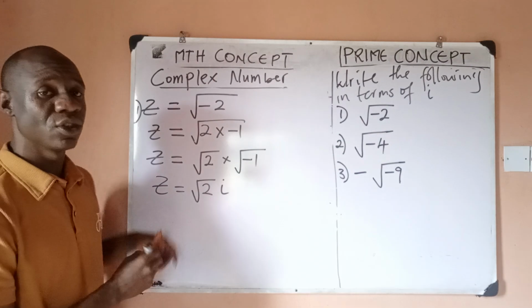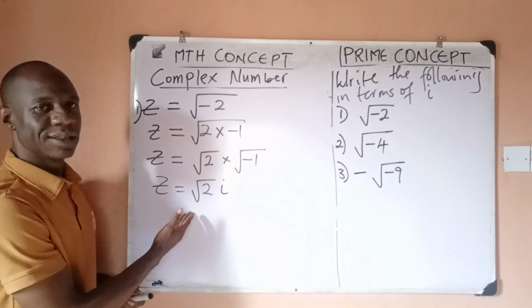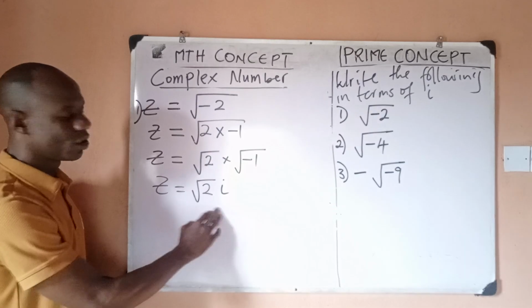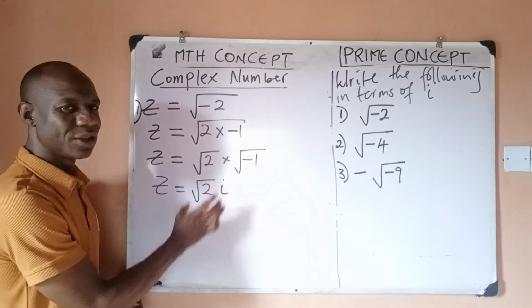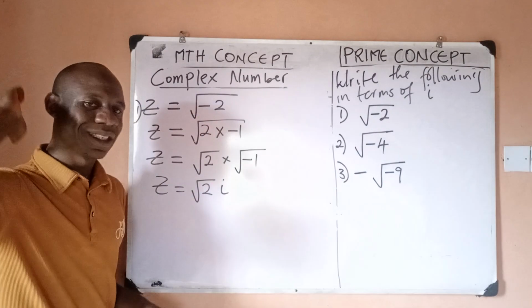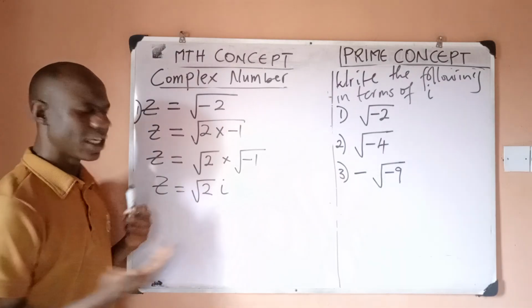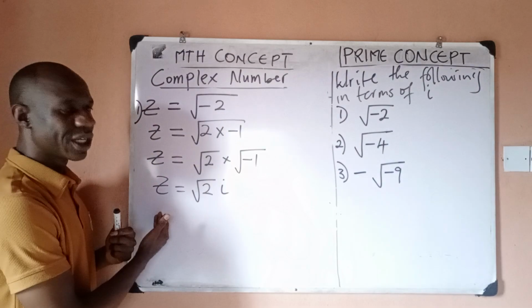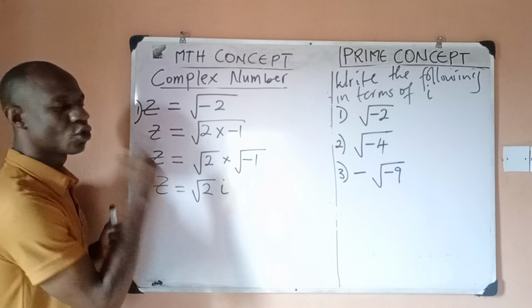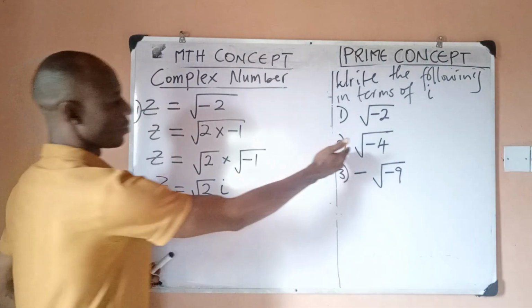Now, if I should ask you, what is the real part of this complex number? What will you tell me? Quickly, you will tell me that the real part of this complex number is 0. What is the imaginary part of this complex number? You quickly tell me the square root of 2. Now, let me solve this.